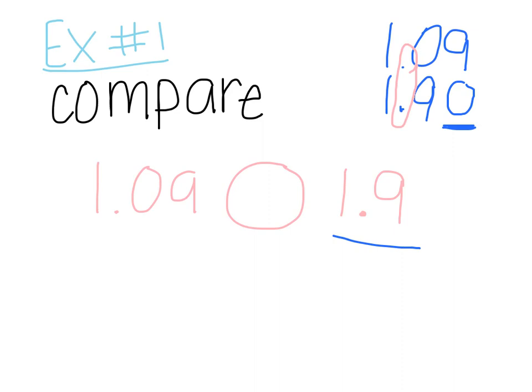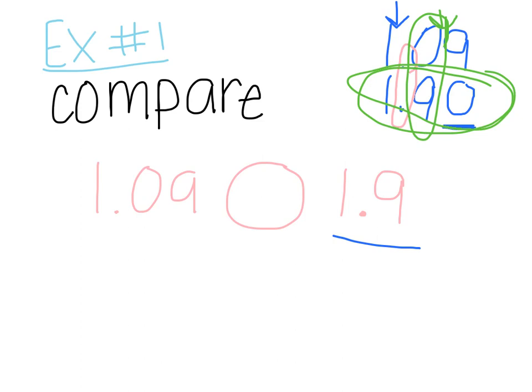So now we just look at our numbers from left to right. First, we have a 1 in the ones place, so nothing we can do about that. Now we look at the next value. We have a 0 and a 9 in the tenths place. A 9 is greater than a 0. So this number with the 9 in the tenths place is going to be greater. Remember when you do your greater than, less than symbols, the bigger end points toward the bigger number.